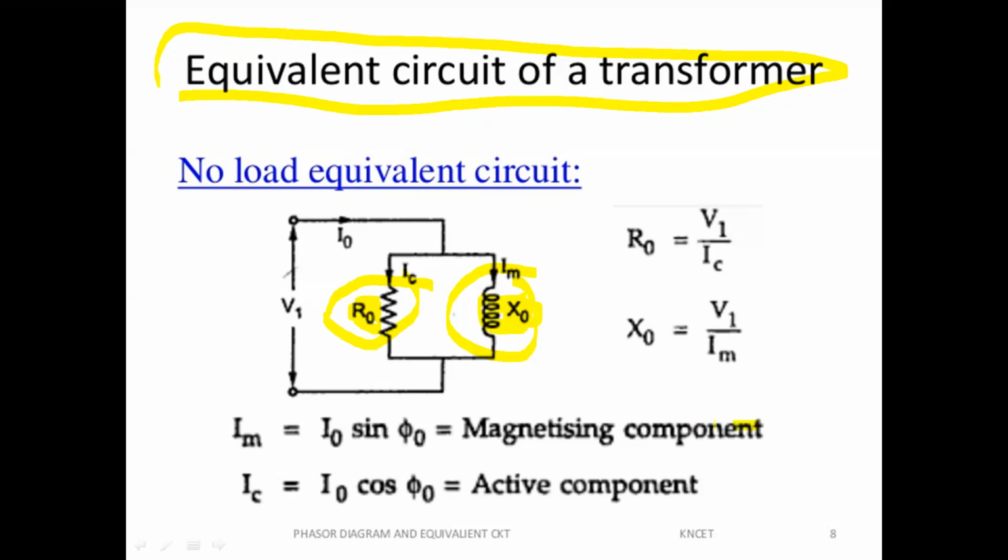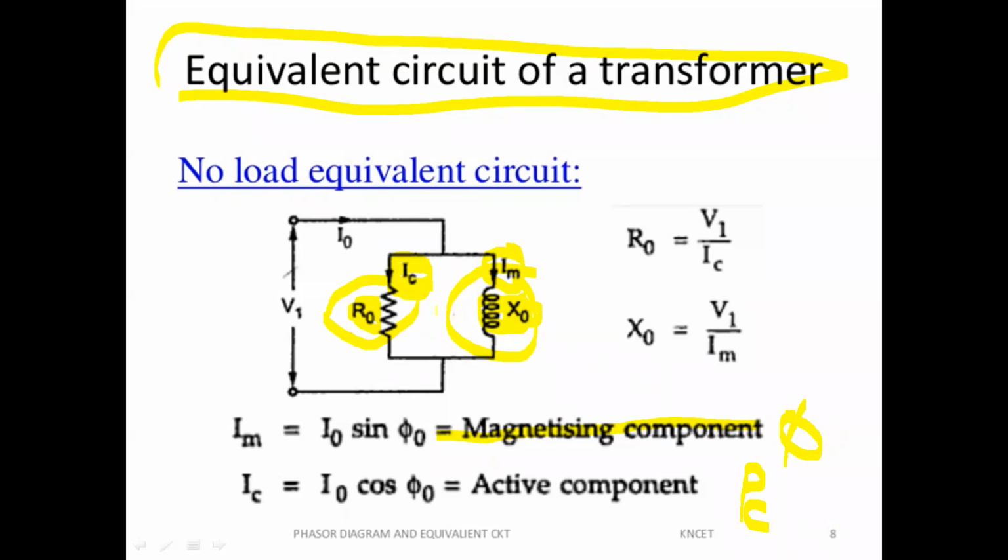X0 is the magnetizing reactance. So this current Im represents the magnetizing component of current. Ic is the active component of current. The purpose of Ic is to meet the core losses in the transformer. The purpose of Im is to produce the necessary working flux in the transformer. Magnetizing component of current means to produce the working flux phi, and the other component is needed to meet the core losses in the transformer.